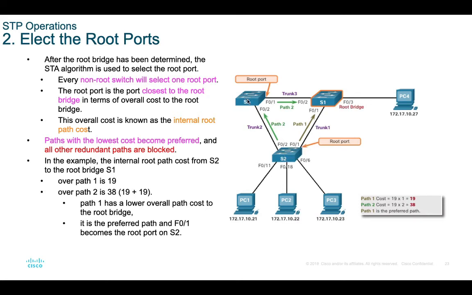So for switch 2, we select F0/1 as a root port. Same for switch 3. Switch 3 will calculate the cost. In order to go to switch 1, the lowest cost is through F0/1. So F0/1 will become a root port.